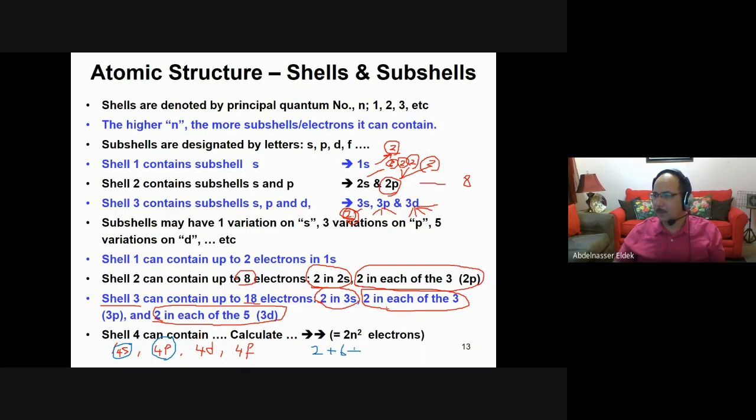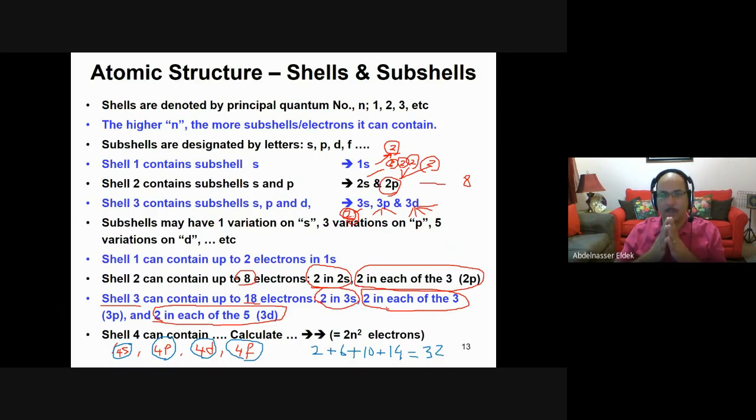Plus next one, 4d has 5 variations. Each one has 2. So it will be 10. Plus this one has 7 variations. So each one has 2. Then it is 14. Okay. Then 2 plus 6 plus 10 plus this is 18 plus 14 is 32. So this one is 32.